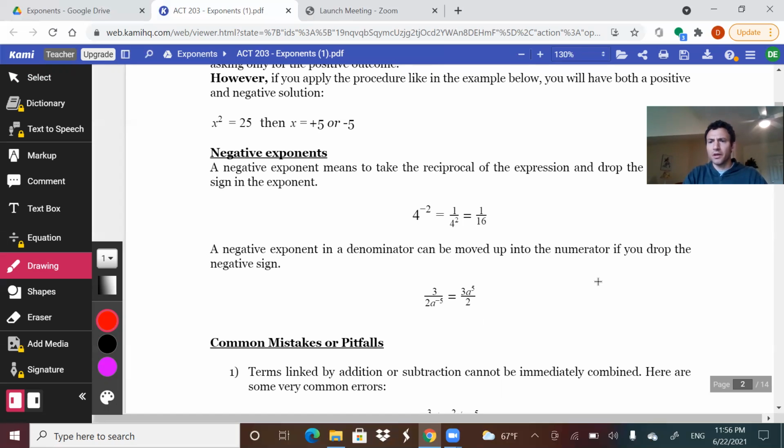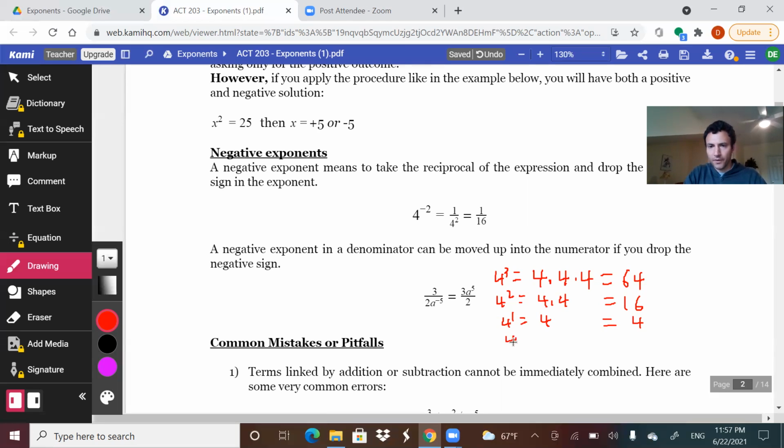And I can show you why this is. If you think about it, 4 to the 3rd would be 4 times 4 times 4, so that's going to get us 64. 4 to the 2nd, 4 times 4, is going to get us 16. 4 to the 1st is 4.